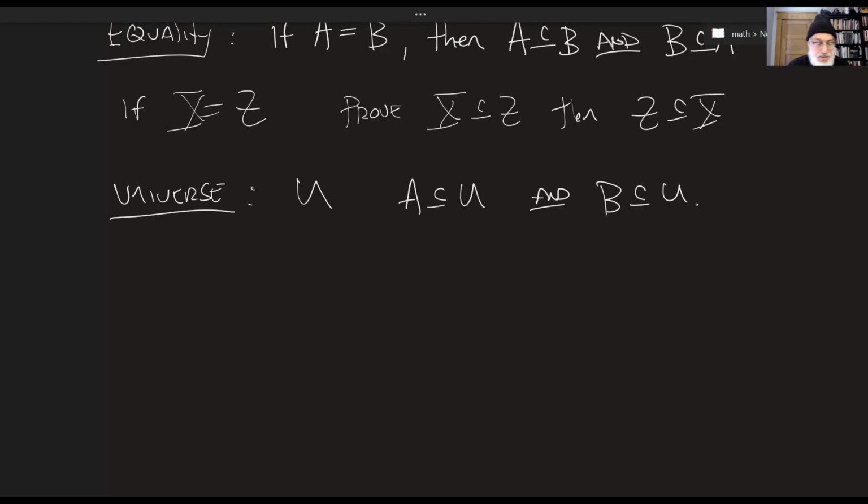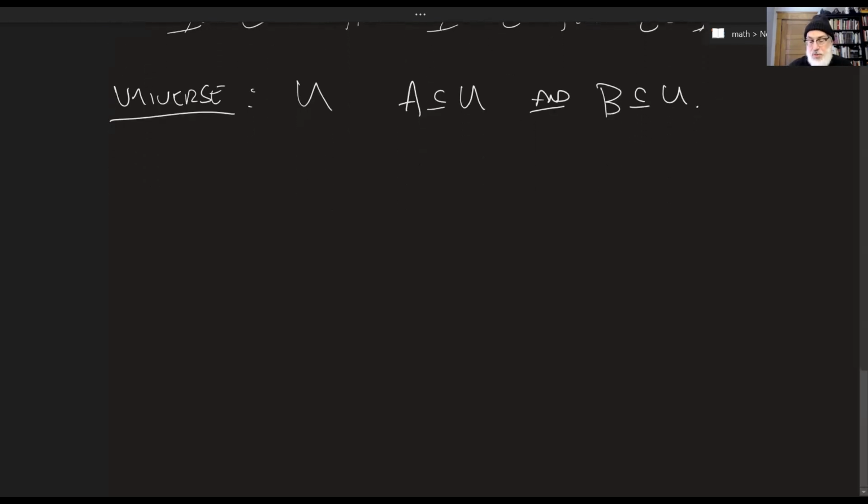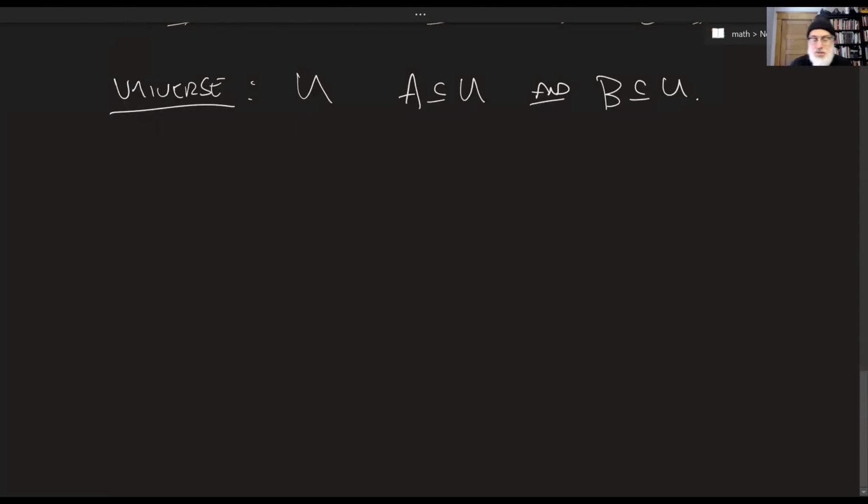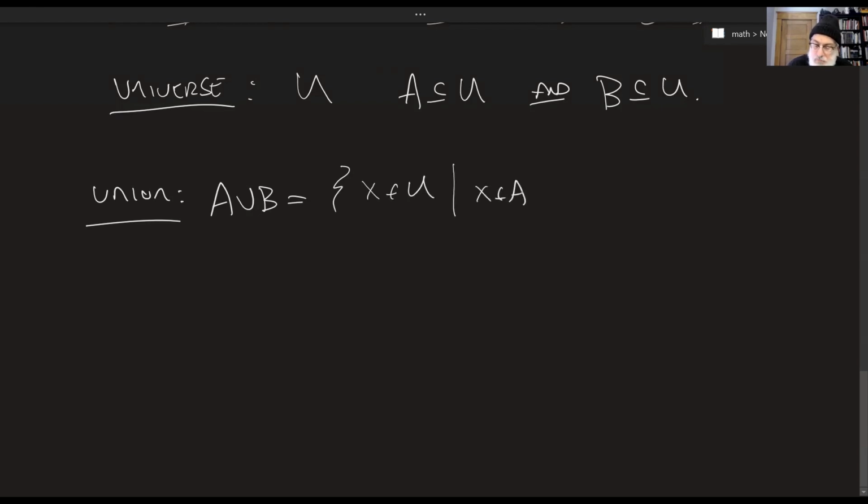I mentioned that because I want to draw some diagrams for some of these set operations, and I want to establish that these sets are subsets of that universe. So here's our first true operation, which we call union. The definition is that if A is unioned with B, we're going to define that as being all the elements X in the universe such that X is in A or X is in B.